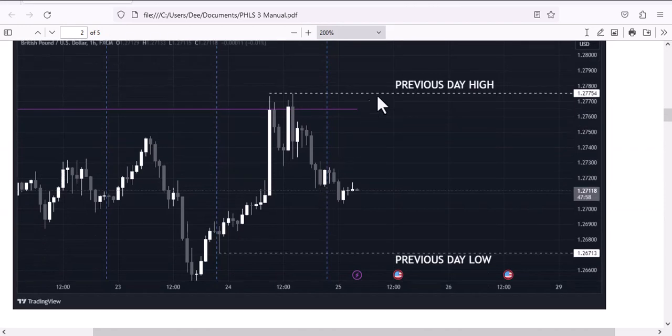And then for the previous day's high and the previous day's low, we mark it out ourselves by using the line tool, the horizontal ray tool on TradingView. So we just put it there ourselves to give us a visual landmark of sorts to be able to follow.